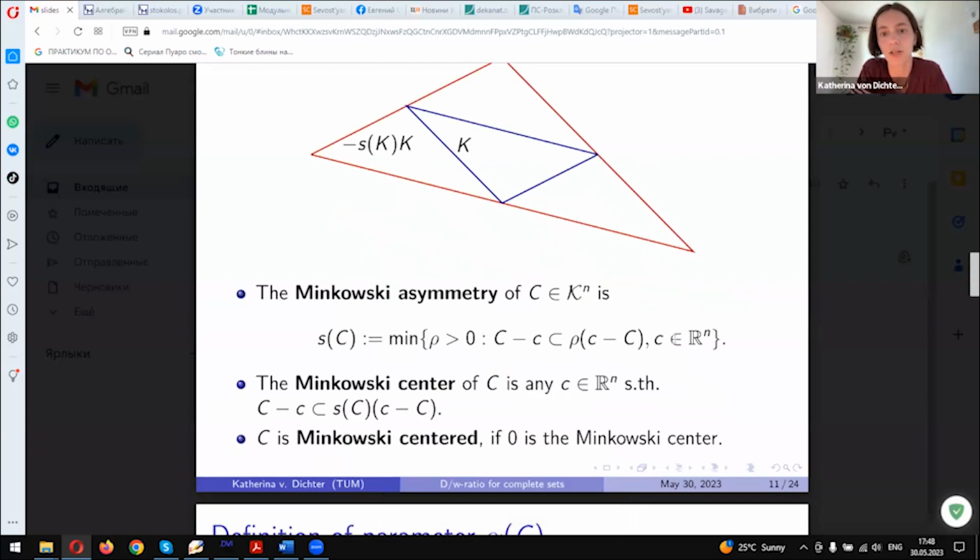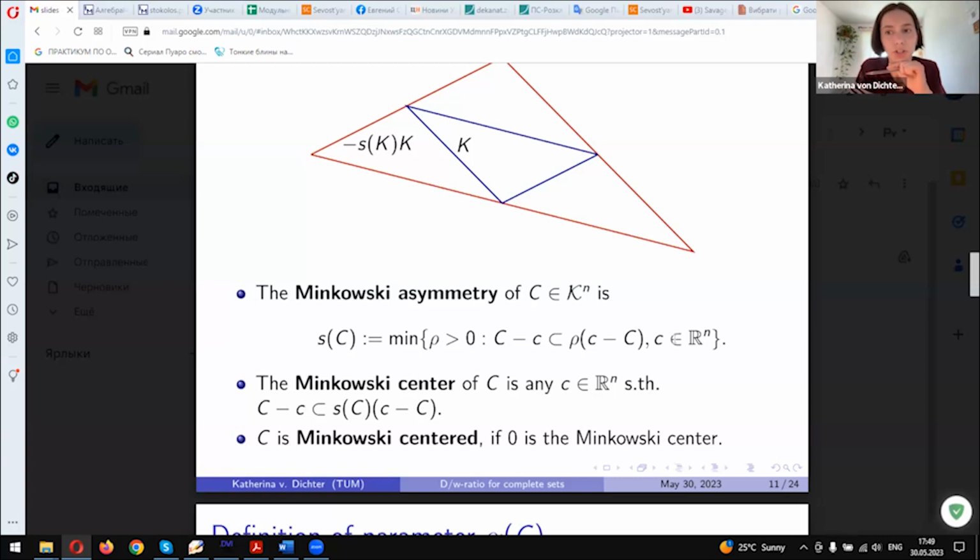The Minkowski symmetry is defined for any convex set as the minimum of the rho such that C is contained in rho times minus C. For minus C, you take the body C and rotate it by 180 degrees. So here in the picture, you have the blue set K and you want to find the factor S, the Minkowski symmetry of the set. You take the rotated version, minus K, and rescale it such that K is contained in the set S times minus K.